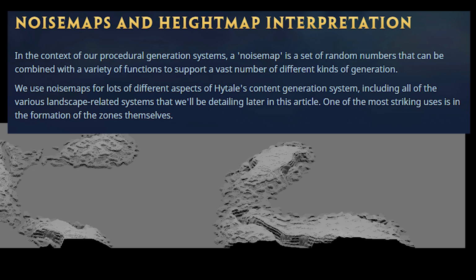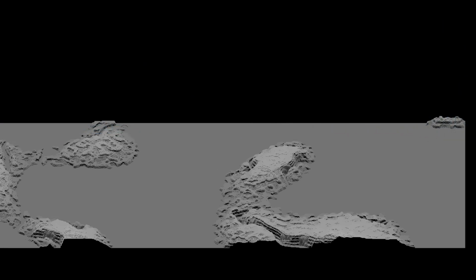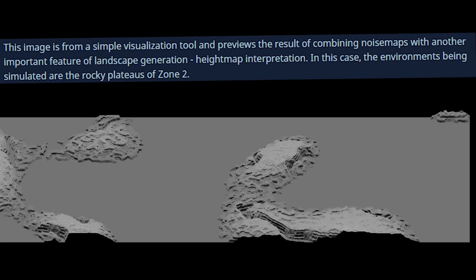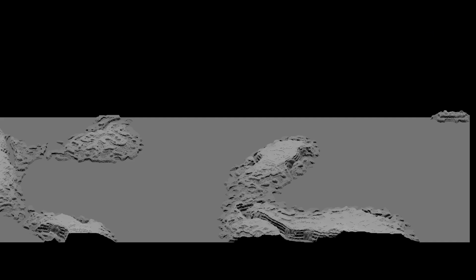One of the most striking uses is the formation of the zones themselves. So there is an image right here, I'm going to put it on the screen, and it says this image is from a very simple visualization tool and previews the result of combining noise maps with another important feature of landscape generation, height map interpretation. In this case, the environment becomes simulated as the rocky plateaus of Zone 2. It looks really cool. It's black and white, so who knows.